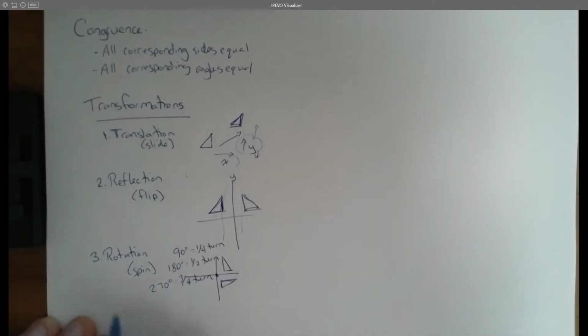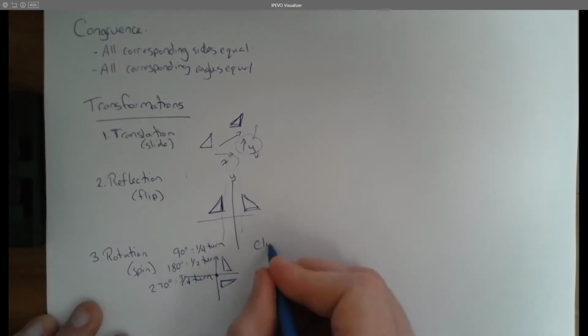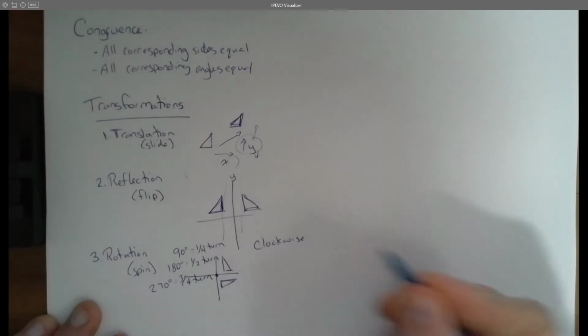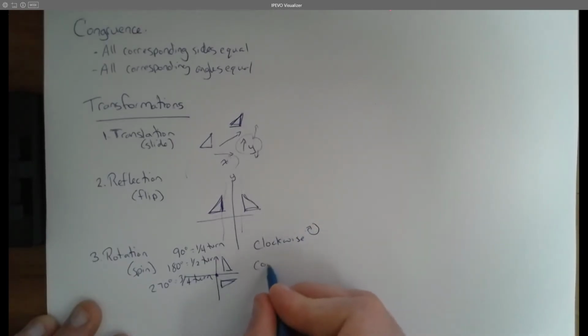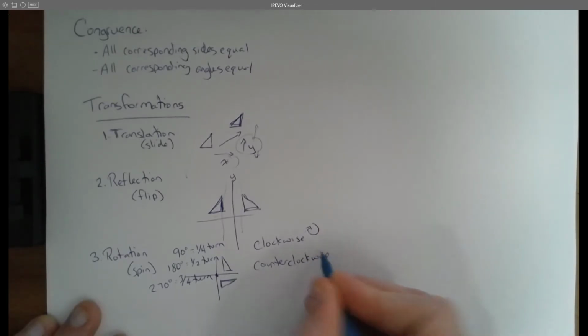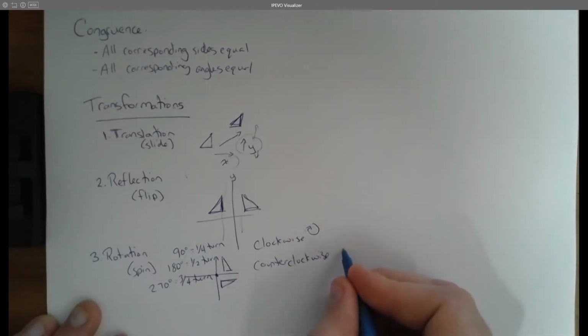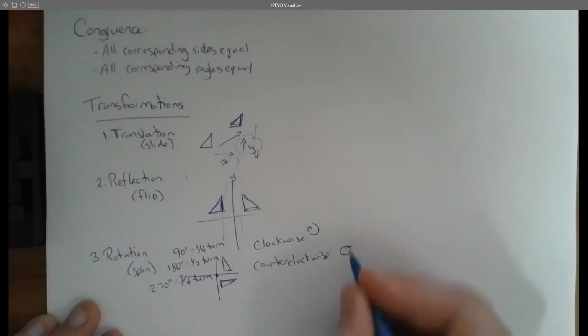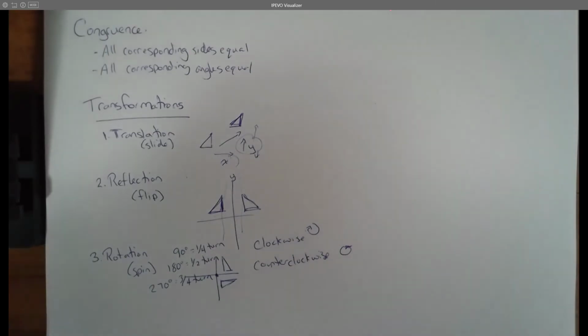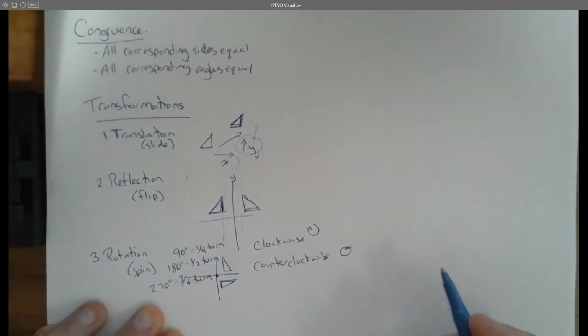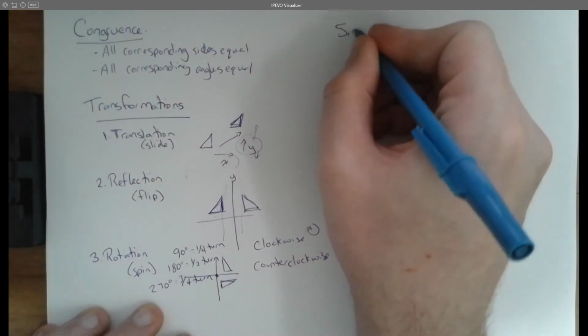We talked also about how this spin could be clockwise, which means that it goes in the direction that a clock normally would, or it could be counterclockwise, which is the opposite direction. So it's going in that direction instead. And so these are all different things that we can do to a congruent shape that would still keep its congruency. Now, something else that we had was similarity.